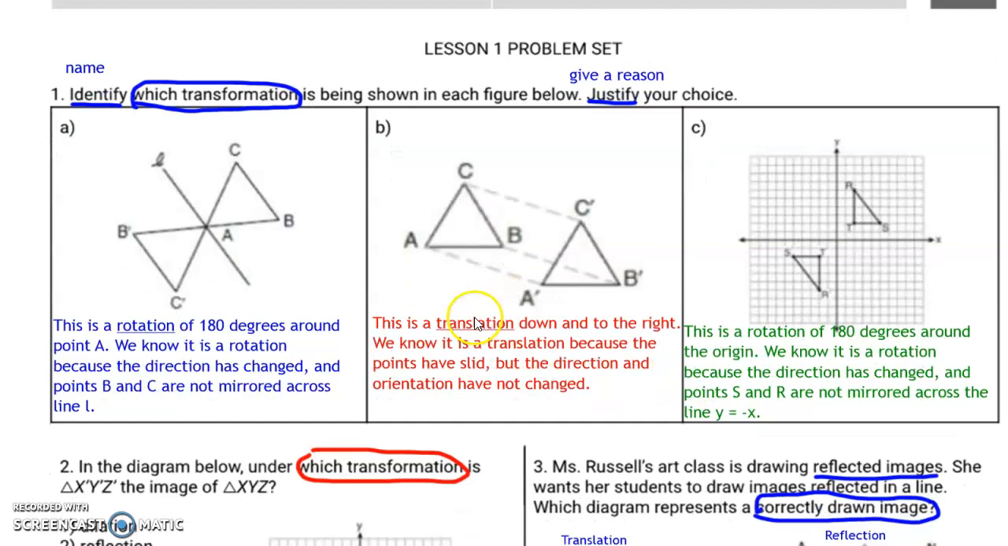For letter B, it's a translation. We know it's a translation because it's slid downwards. C goes to C prime, B goes to B prime, A goes to A prime.